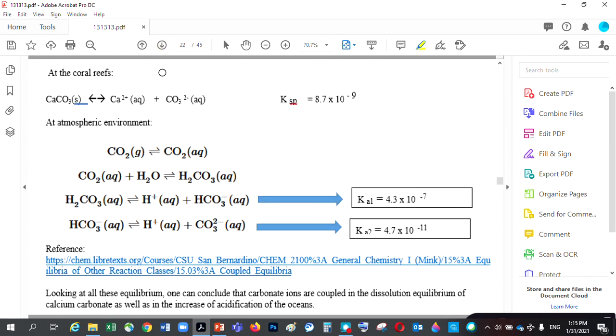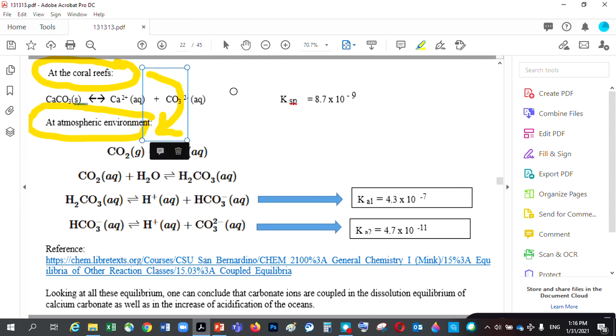Another example here, we can combine what's happening at the coral reefs and the atmospheric pressure, so that they are two coupled reactions happening at the same time, and they are not really dependent on each other. So at the coral reefs inside the ocean, we have calcium carbonate dissociate to give you calcium, the solubility dissolve to give you calcium cation, calcium ion, and carbonate ion.